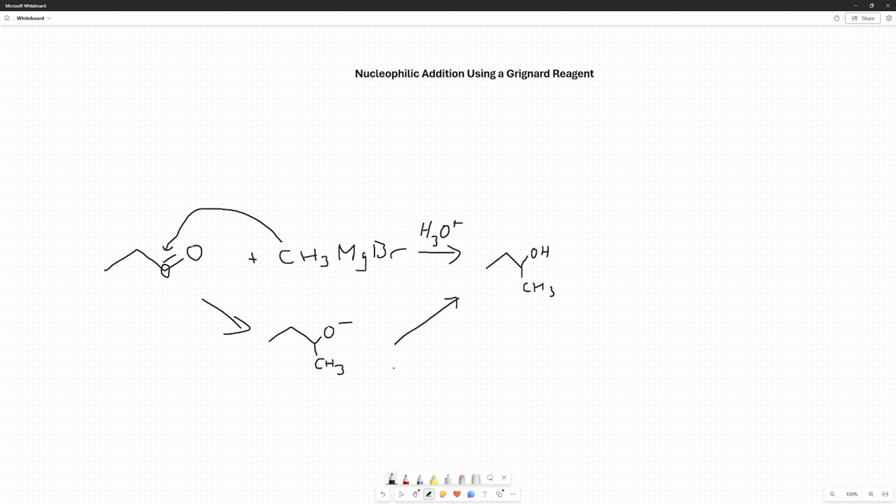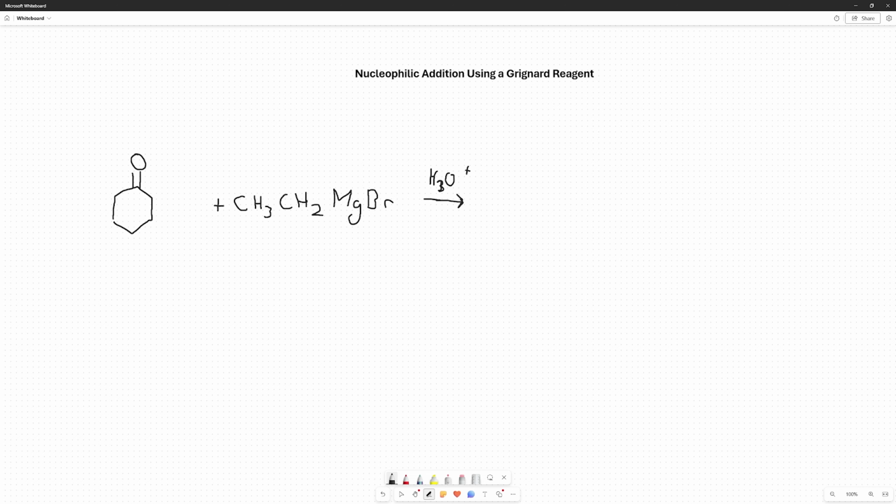And that's going to occur because this negative charge is going to result in the protonation of the intermediate. So here's an example using cyclopentanone and an ethyl Grignard. What do you think the product would be? So skip the intermediate, but the final product.